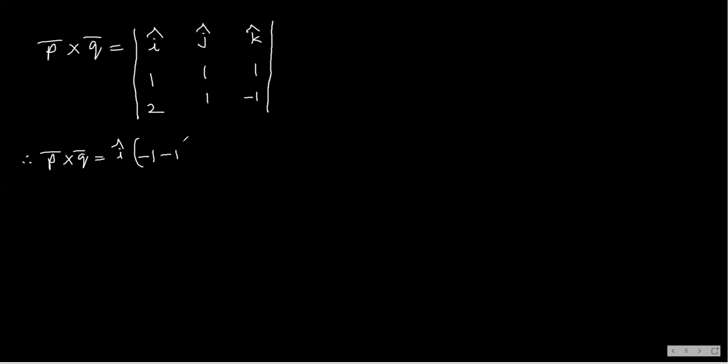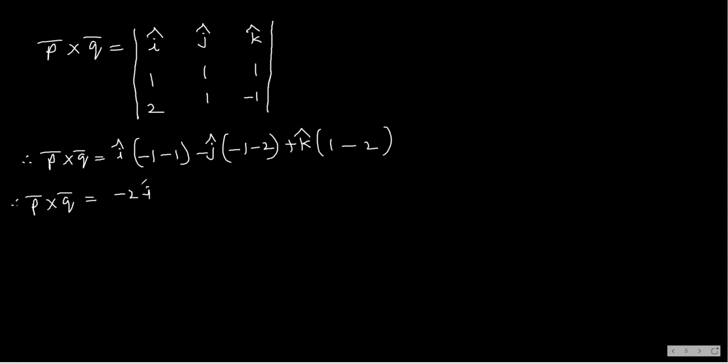minus J cap times (minus 1, minus 2), plus K cap times (1, minus 2). So therefore P bar cross Q bar is minus 2 I cap plus 3 J cap minus K cap. Okay. So see, I got P bar cross Q bar. And my line, okay, now see, what is this P bar cross Q bar?